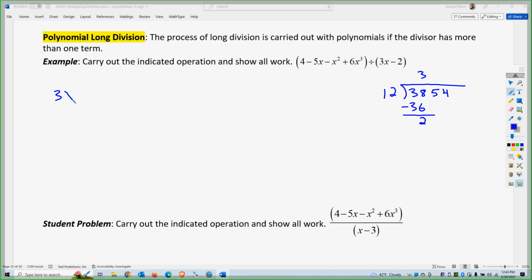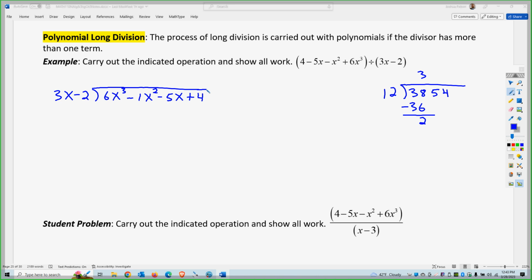So 3x minus 2 is dividing into the polynomial, which is 6x to the third, minus 1x squared minus 5x plus 4. Notice that that is in descending order and not the order that's given in the original problem, because the number 3,854, that order matters too, right? I can't just rearrange the numbers, okay?